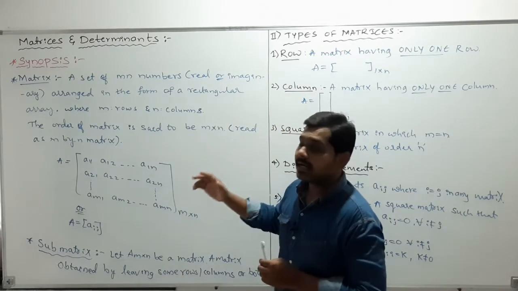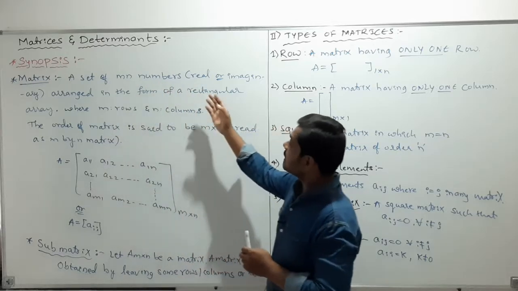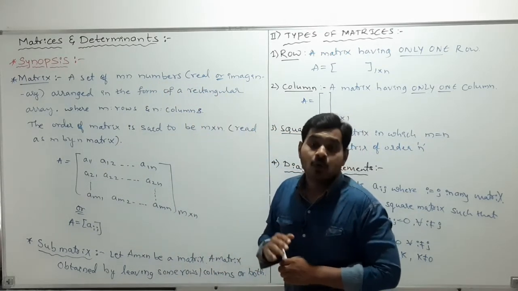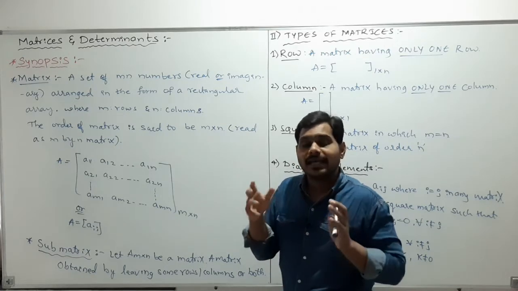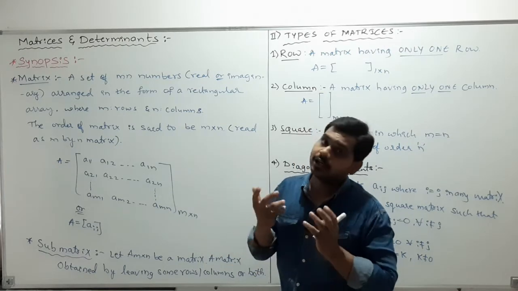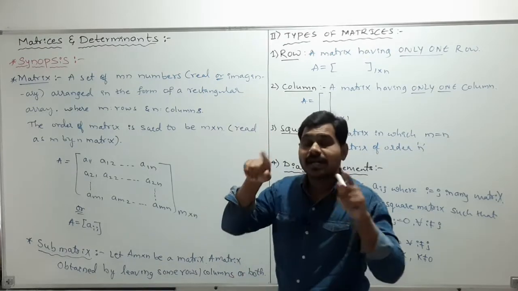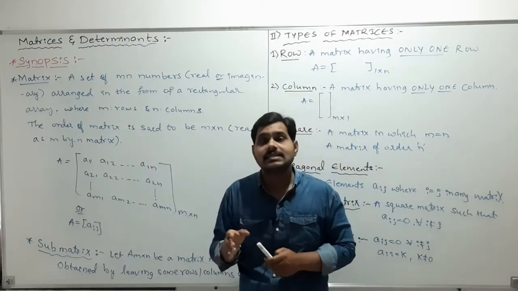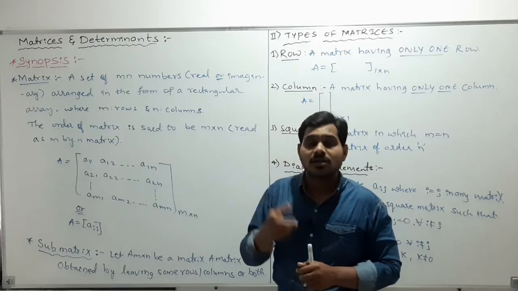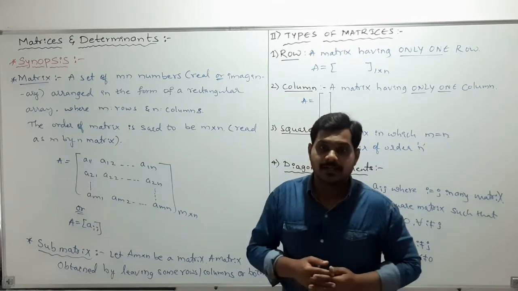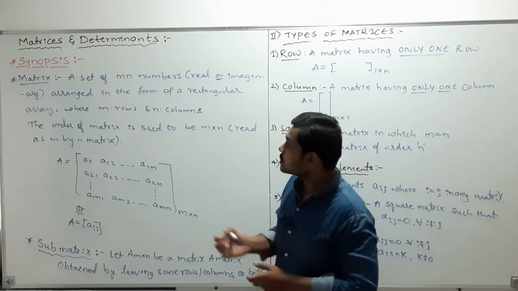What is a matrix? A set of mn numbers arranged in the form of a rectangular array, where we are writing any numbers or functions, any trigonometric functions, or any imaginary number. If you write them in rectangular form, in some rows and some columns, we can call it a matrix, my dear students. Clear?